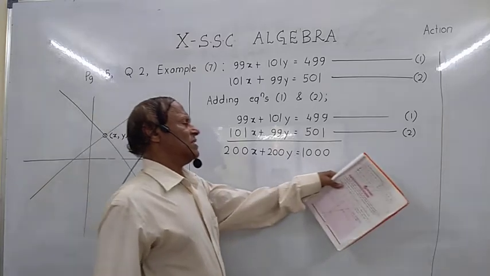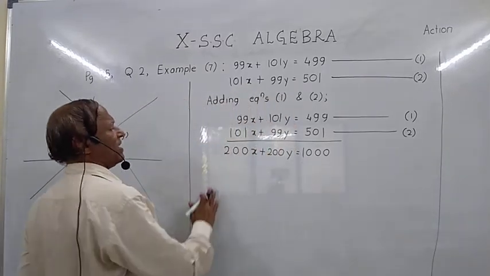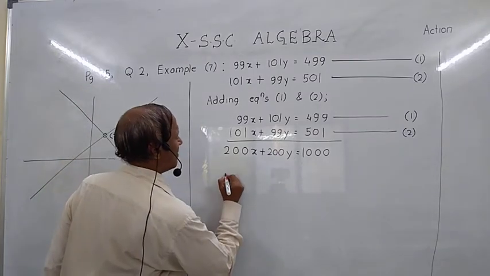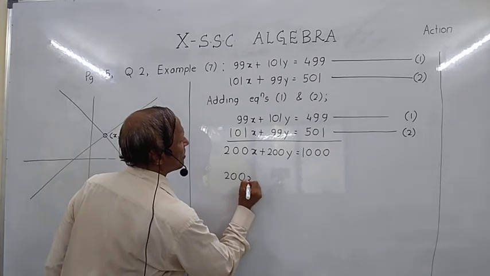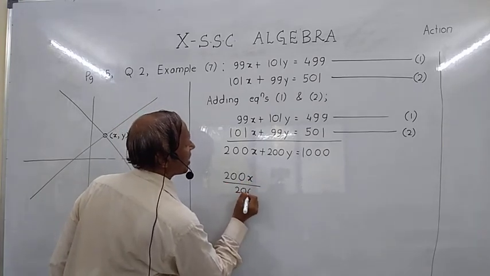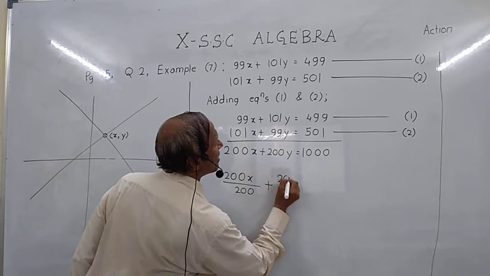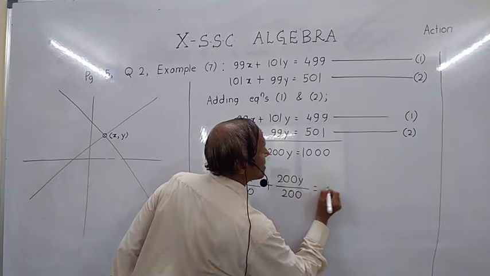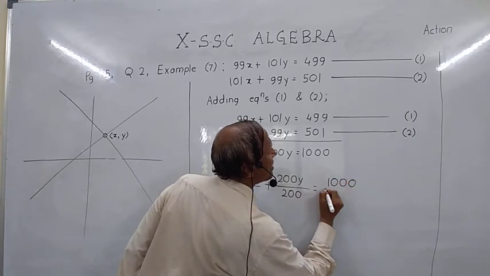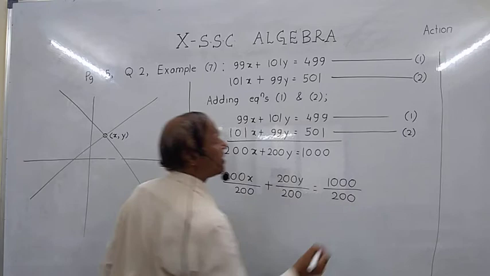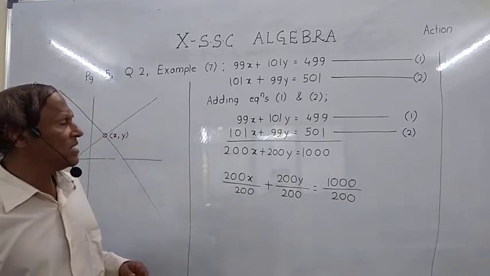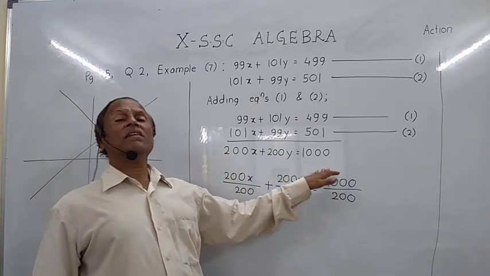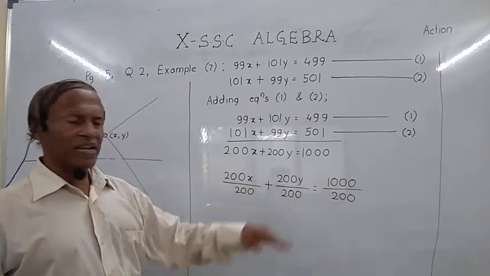Now we have added the equations, but we find that we can divide the equation by 200 and simplify it. So dividing every term by 200: 200x by 200 plus 200y divided by 200 is equal to 1000 divided by 200. For simplification, whatever is common on the left as well as on the right, we cut by dividing.